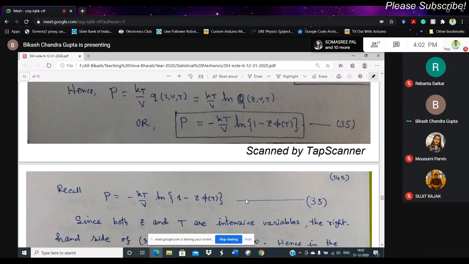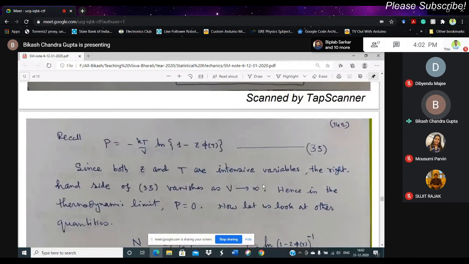Yes, zero, right, absolutely. So we expect that to be zero, but how do you explain that from this expression?